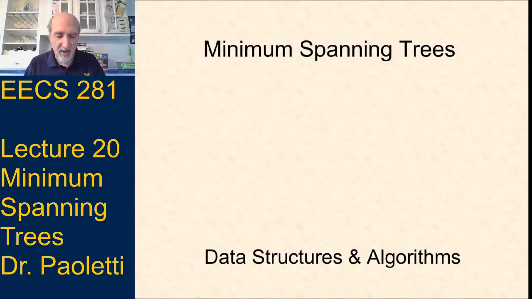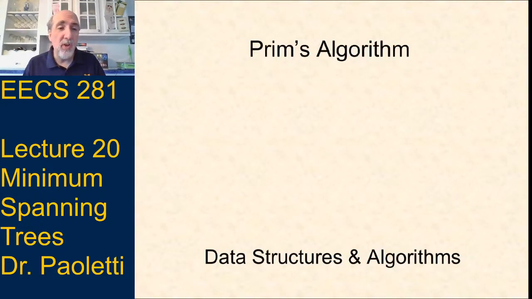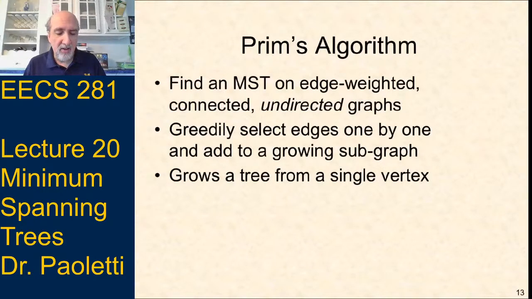Okay, so that's the end of our definitions. Now, what we're going to do is look at 2 different algorithms for producing an MST, and they're both named after the people who created the algorithms. The first one is Prim's algorithm, which finds an MST on an edge-weighted connected undirected graph. It also says it greedily selects edges one by one and adds them to a growing subgraph.